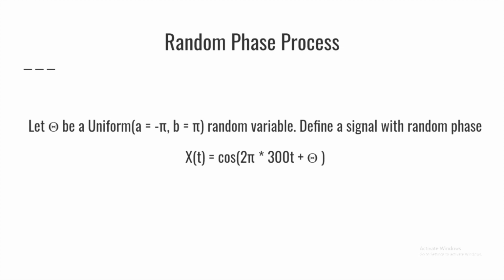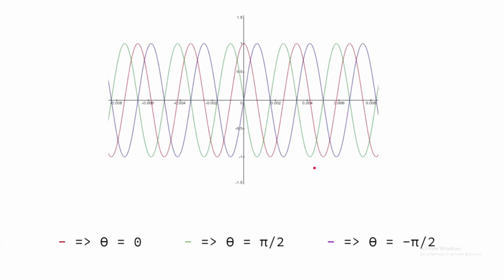Thanks. So we have a new random variable, which is going to be a uniform random variable from negative pi to pi. And that's going to be the phase of this process we have down here. So that's why it's a random phase process. Here's a random variable.